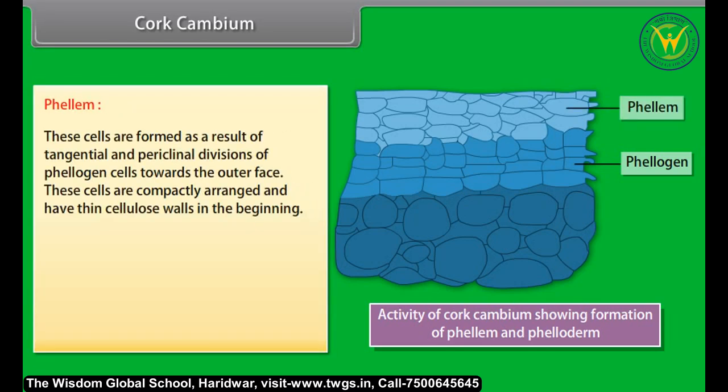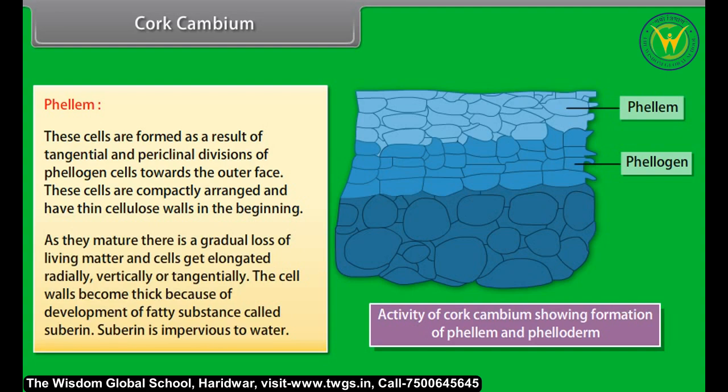Phellem. These cells are formed as a result of tangential and periclinal divisions of phellogen cells towards the outer face. These cells are compactly arranged and have thin cellulose walls in the beginning. As they mature, there is a gradual loss of living matter and cells get elongated radially, vertically or tangentially. The cell walls become thick because of development of fatty substance called suberin. Suberin is impervious to water.